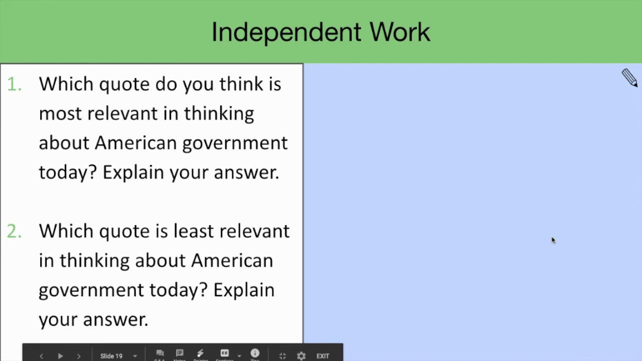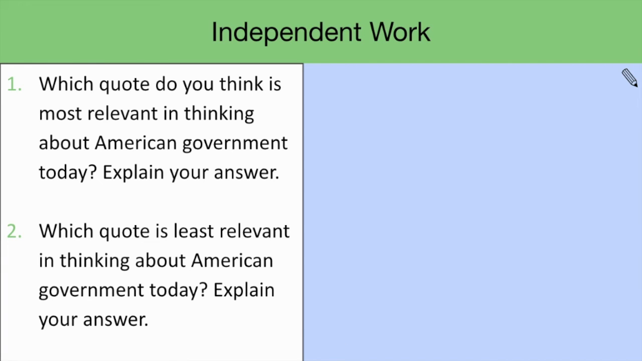Students will then be asked to discuss the following questions. Which quote do you think is most relevant thinking about American government today? And then which quote is least relevant in thinking about American government today? And then we'll ask students to explain their answer using evidence from the quotes and the discussion that they had in their breakout rooms or with their classmates.